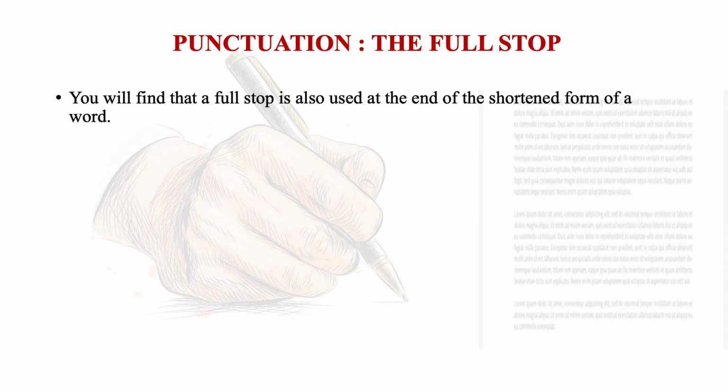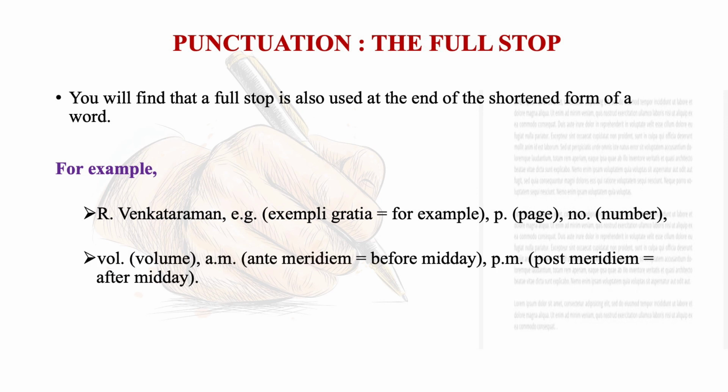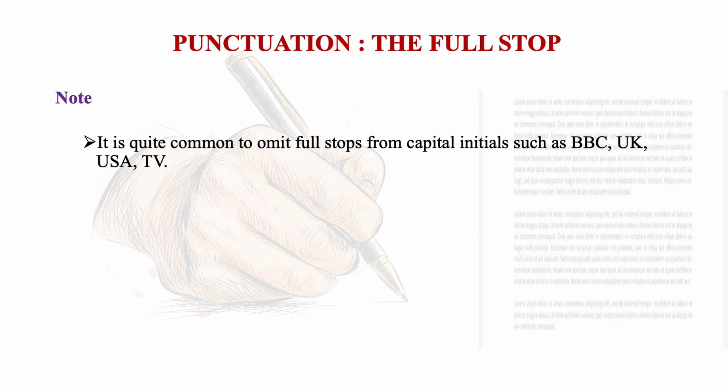You will also find that a full stop is also used at the end of the shortened form of a word. For example, if you're using the name R. Venkatraman, after R you can put a full stop. Or e.g., after e and g you can put a full stop. Even after a.m., after a and m you use a full stop. It is quite common also to omit the full stops from capital initials, such as BBC, so you need not write a full stop there. So BBC, UK, USA, or TV, directly you can make use of these words. So these are the things which you need to keep in mind.